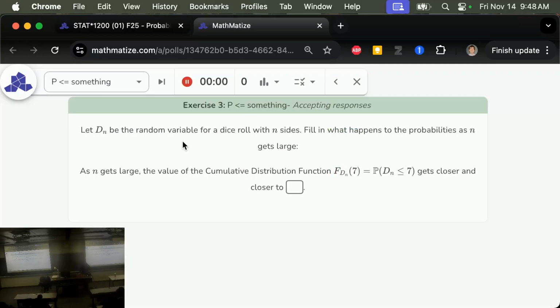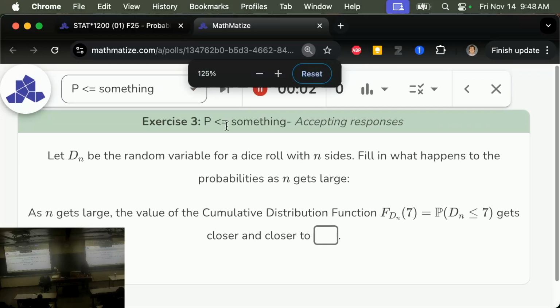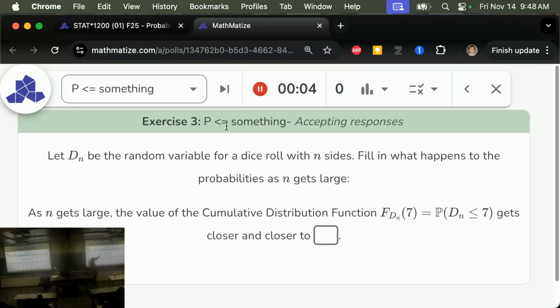So same kind of situation as before. Let d_n be the random variable for the dice roll with n sides, just like before. Find out what happens to the probabilities as n gets large. But now, instead of asking about the probability d_n equals 7, I'm going to ask for the probability that d_n is less than or equal to 7. And once again, I'm going to draw the picture in Desmos, in my other Chrome thing.